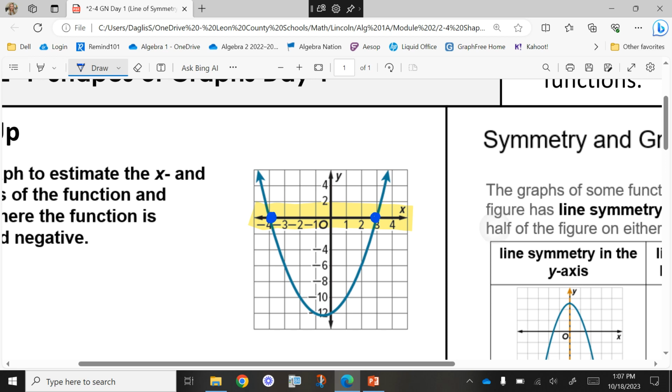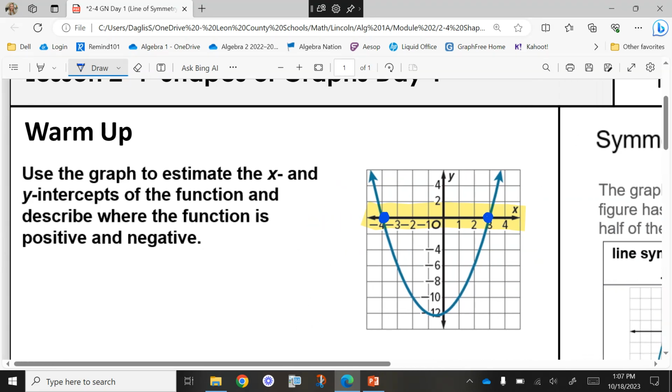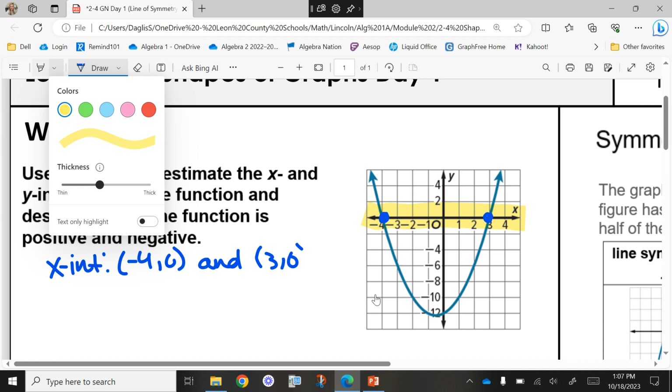Good. So we have x-intercepts at negative 4, 0, and 3, 0. Good. 2 spots. All right, the next question was, where is it crossing the y-axis?